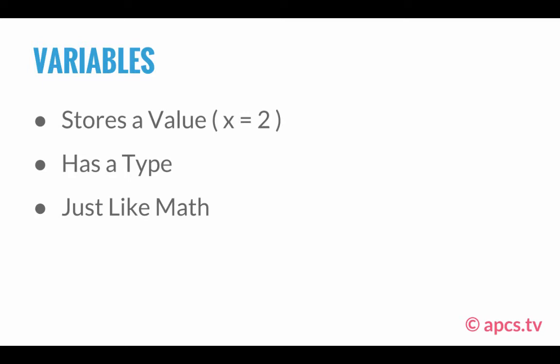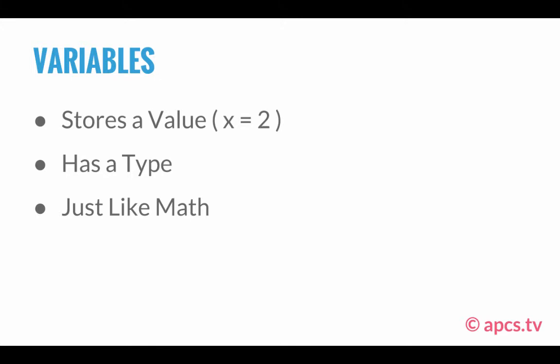A variable stores a value. It's just that simple. It just stores a value. So for example, in algebra you can define a variable as x equals 2. So x is the variable and it's storing a value of 2. Like all variables, the value of x can be changed. And this is the exact same thing that occurs in Java. Java is so similar to math.